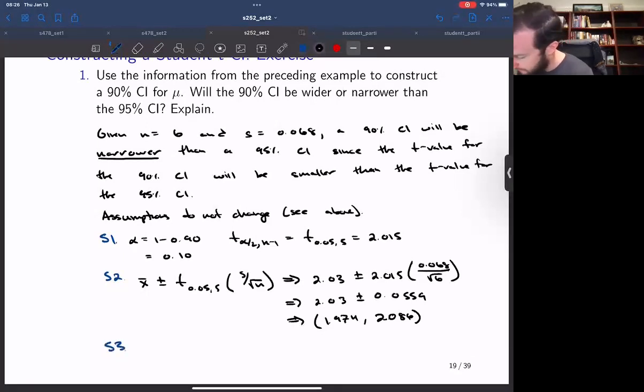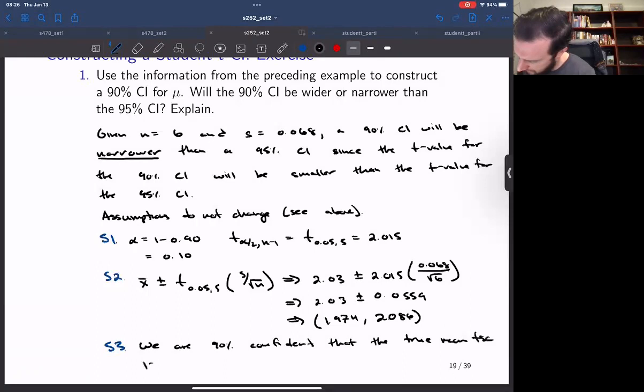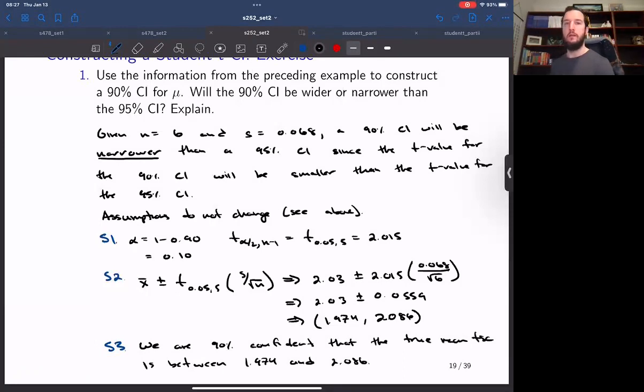And then here we are 90% confident that the true mean TSC is between 1.974 and 2.086. Right.